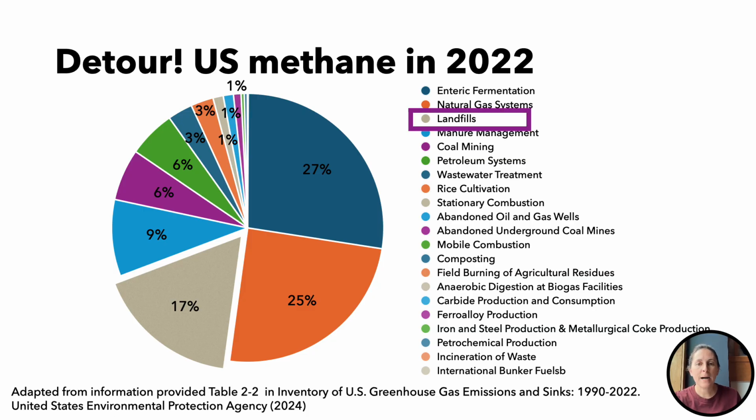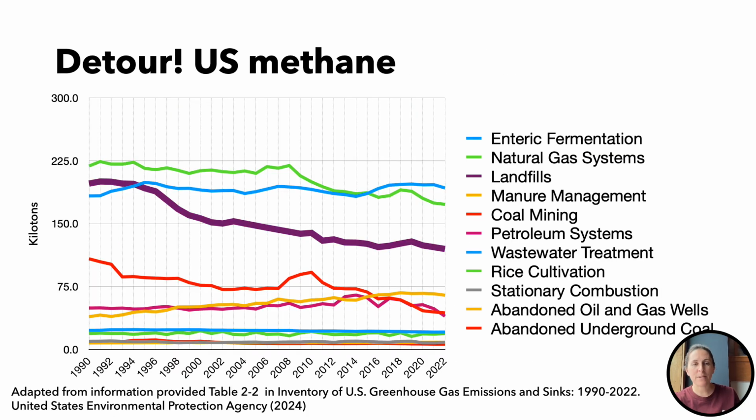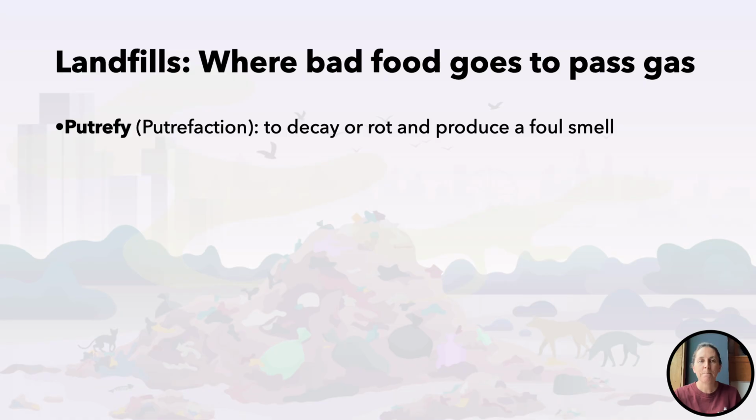And so, what is incredibly promising is that since the 1990s, when these types of things have been recorded, we are already headed in a good direction. You can see with that big bold purple line that methane production is dropping. However, I argue that just a little bit of improvement, though awesome, there's still room for some serious improvement. So, landfills are where bad food goes to pass gas.